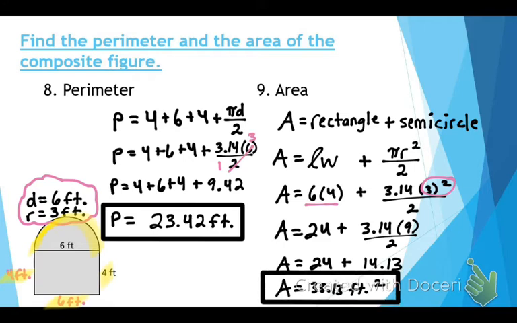How many of you were able to get that? Are there any questions of how to find that? Because this kind of stuff will be on your quiz. It will also be on tonight's homework.